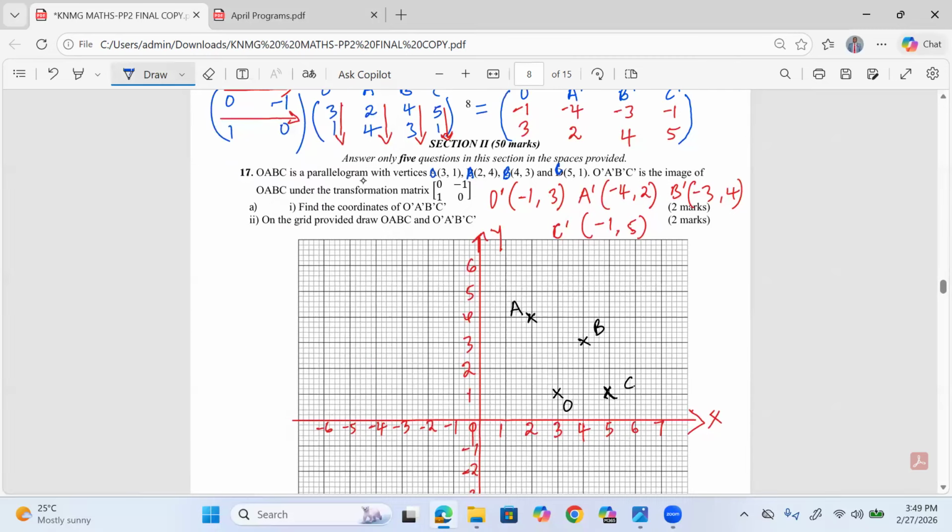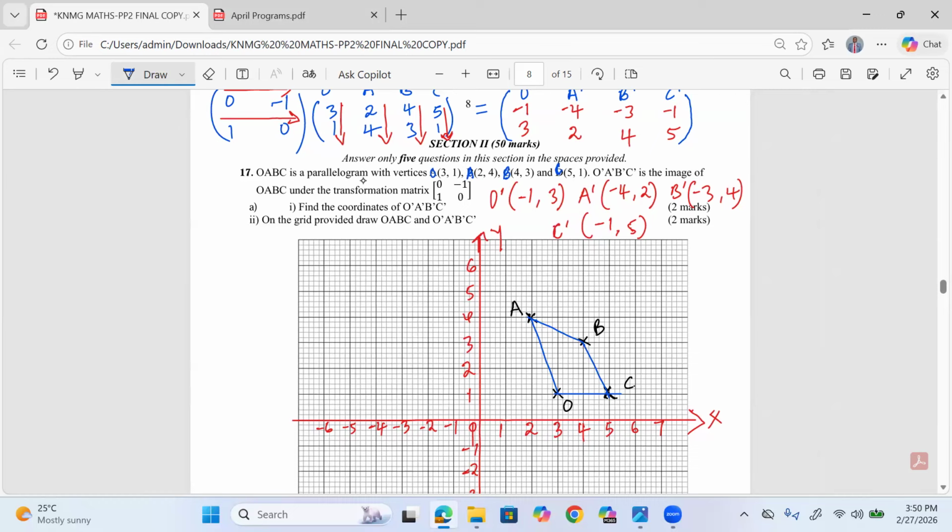So from O to A, then to B, actually it's just a quadrilateral. I've discovered it's not even a parallelogram according to what the examiner had said. It's just a four-sided figure like that. So we already have the quadrilateral, a four-sided figure, the first one.